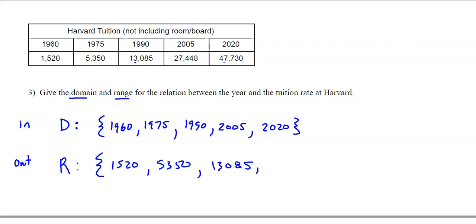But I'm just copying down. Think of them as x values and y values. In the next lesson, we'll get into dependent and independent variables. But we're just getting our feet wet. So domain and range.